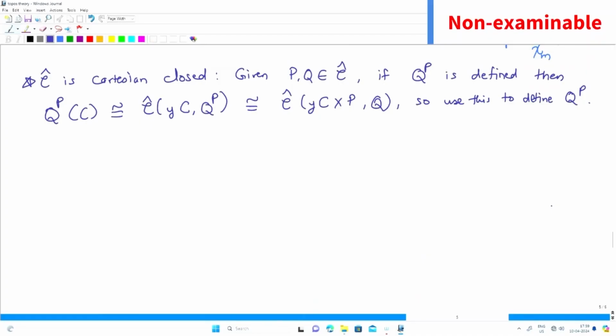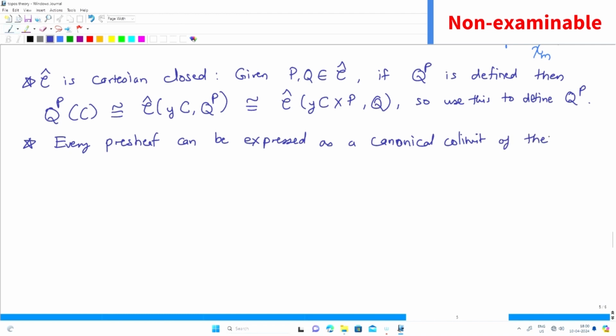Okay, so there are some more properties of the category of presheaves which are worth mentioning. This is also very interesting. These are all the tools used in topos theory. Every presheaf can be expressed as a canonical colimit of the representables.